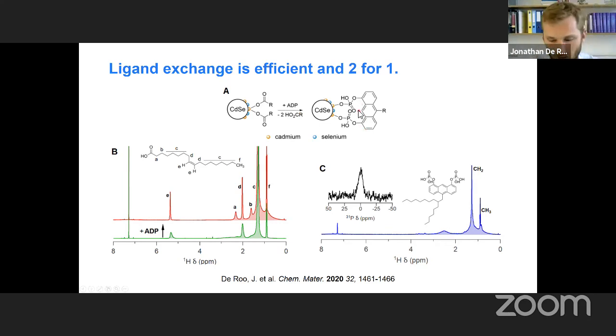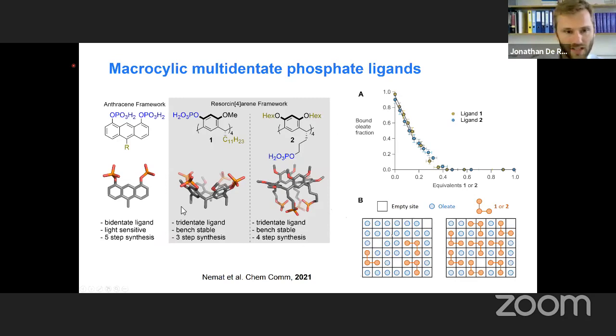And so this is very recent work where we looked at tetradentate ligands. Based on this calixarene or resorcinarene scaffold, a resorcinarene with 4 phosphate ligands, we had 2 versions of that. Then we started very carefully adding small amounts of ligand to nanocrystals with oleates. In the beginning, we saw an almost 1-for-3 exchange. So one of these tetradentate molecules could displace 3 oleates. It was binding as a tridentate molecule.